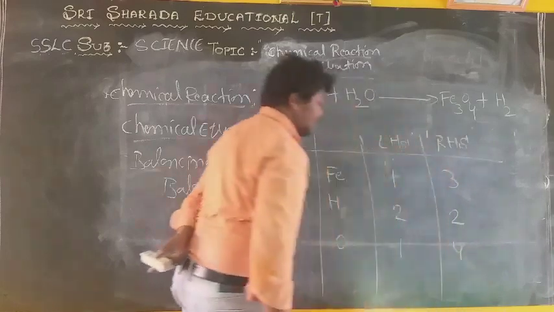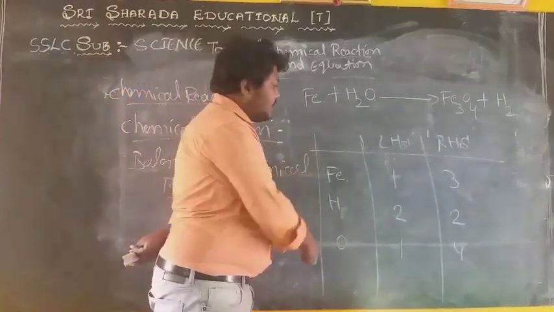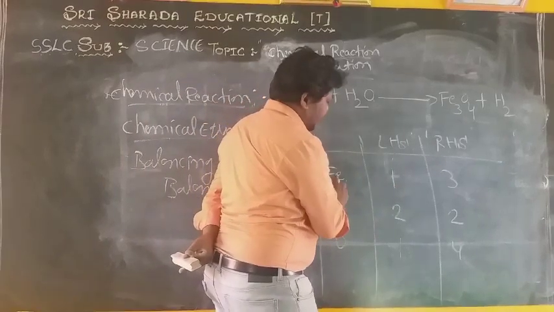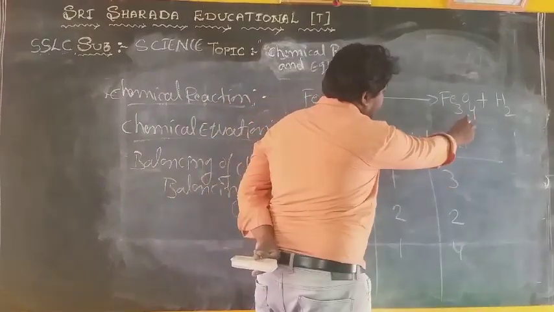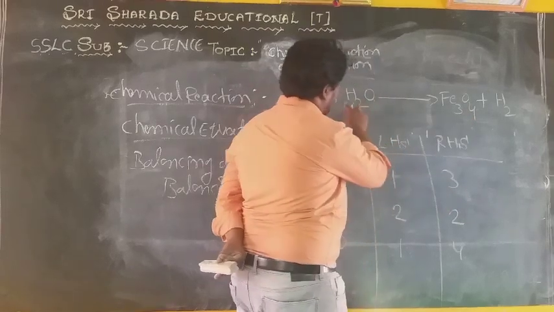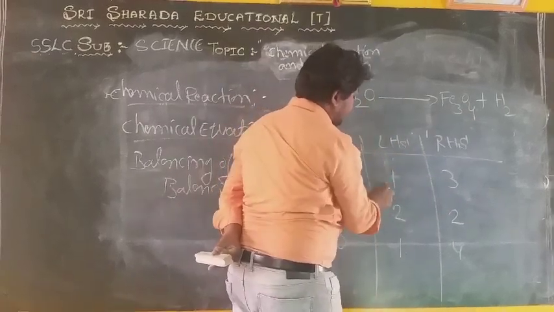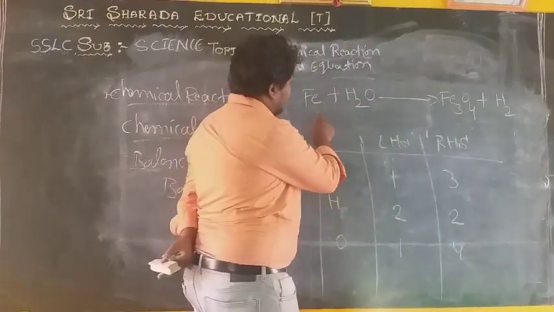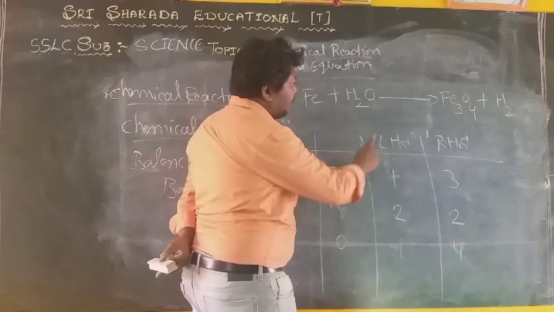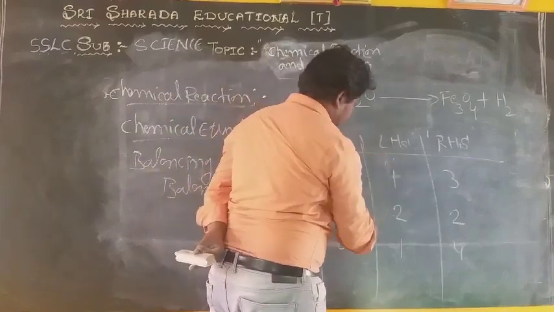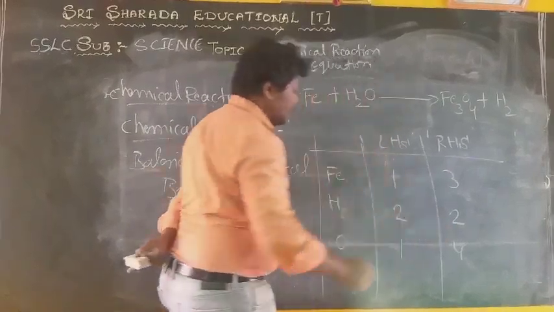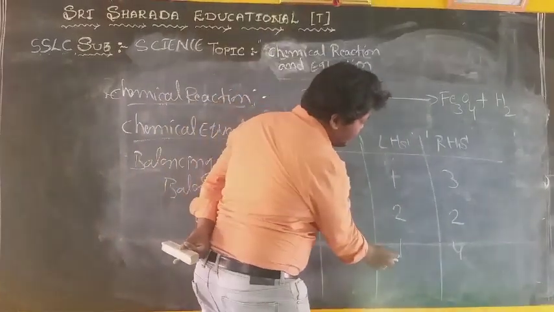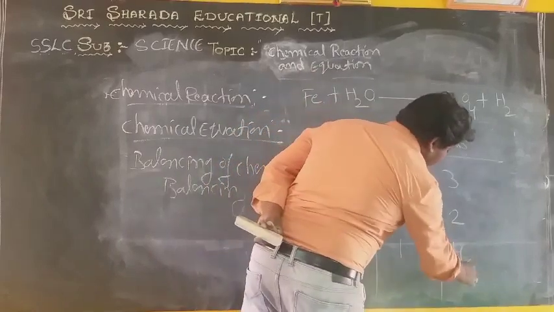So if you observe this table, you may find the differences. Iron, Fe means iron. The reactant side it has a 1, and the product side it has a 3. And if you observe the hydrogen, both reactant side and product side it has a 2, but in the oxygen the reactant side is 1 and the product side it has a 4.